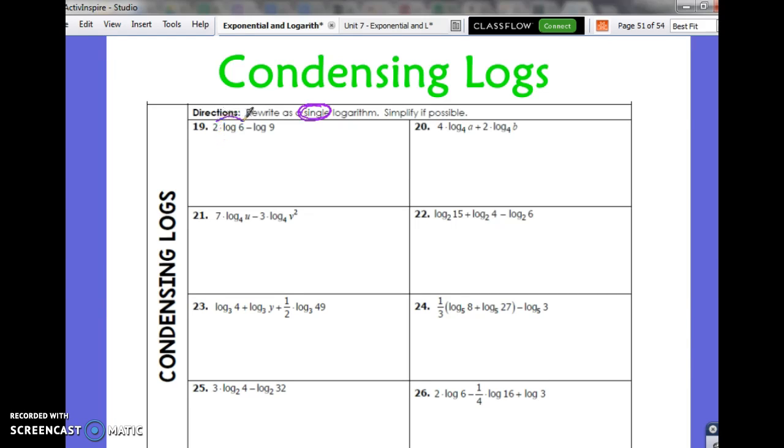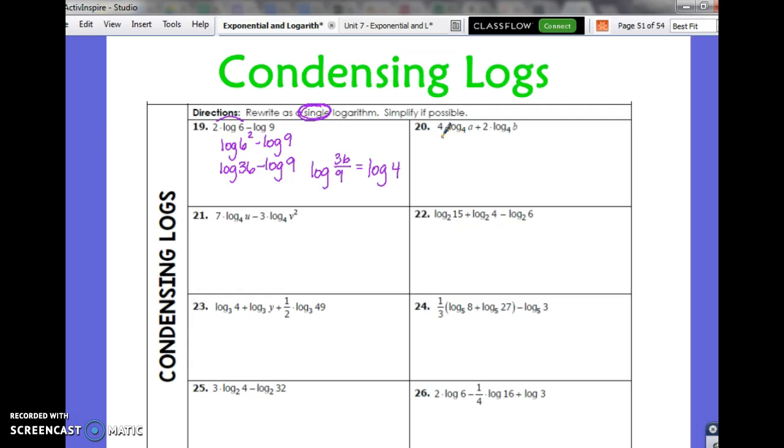So this 2 will get moved around to the back. So that becomes log of 6 squared minus log of 9. And again, you're dealing with the common log, the base 10, which you don't see. So then that's log of 36 minus log of 9. And to condense, we use the quotient rule, which says the first term becomes the numerator, the second term becomes the denominator, and then simplifying or reducing, that becomes log of 4.